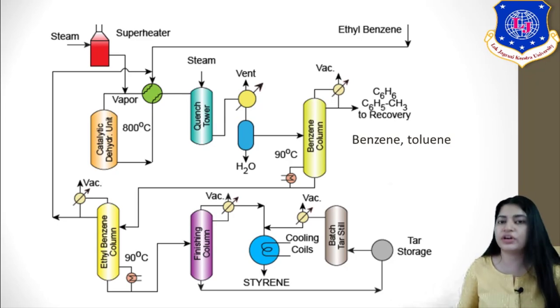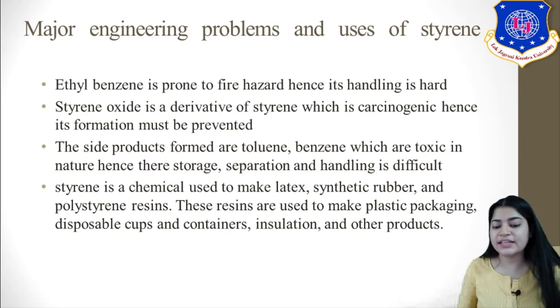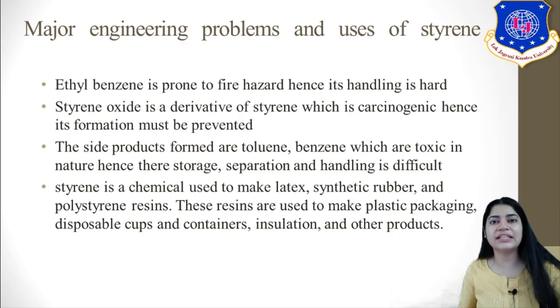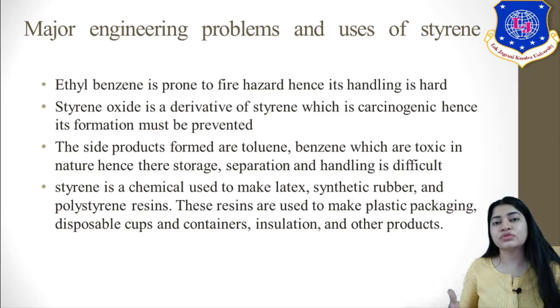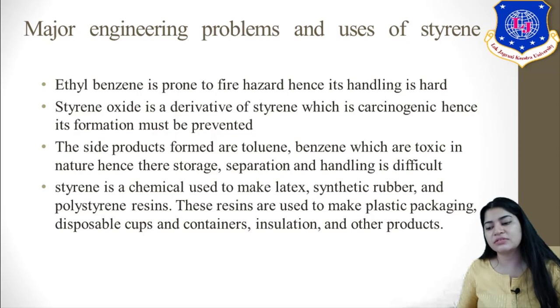steam instead of water. The next is that the side products formed are toluene and benzene, which are toxic in nature. Hence their storage, separation and handling is difficult. So this is also one of your major problems. Benzene is again carcinogenic. Besides that, we saw that it is a reversible reaction, so that is also one of your major engineering problems: to increase the yield of styrene. The yield of styrene is very low because toluene is also produced, and benzene is also produced here.